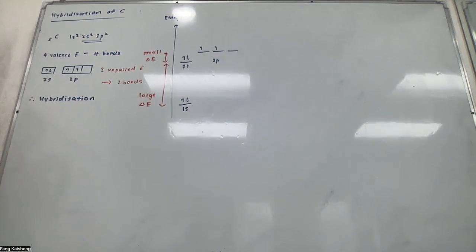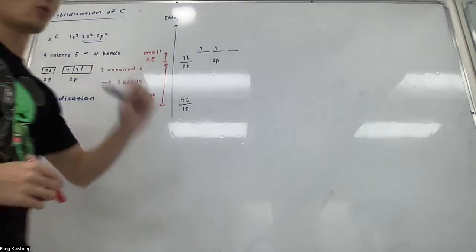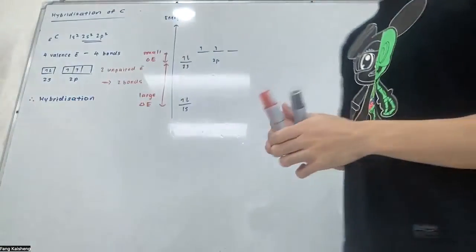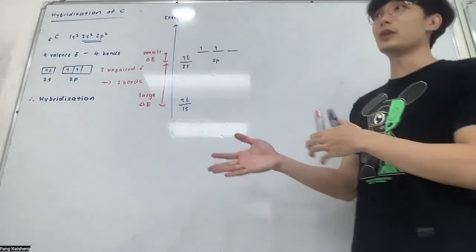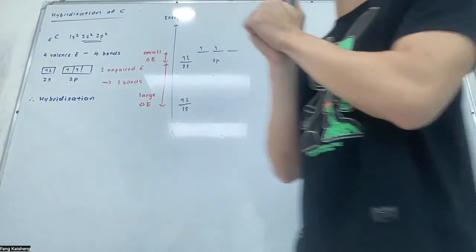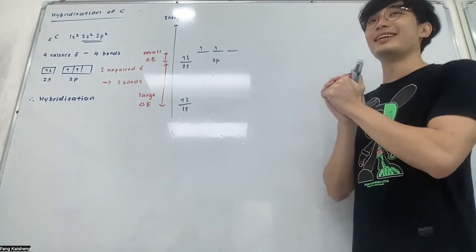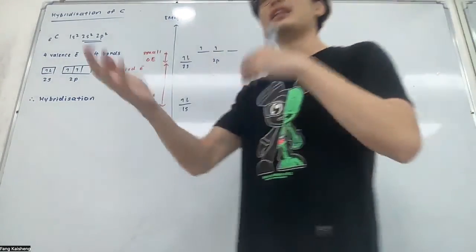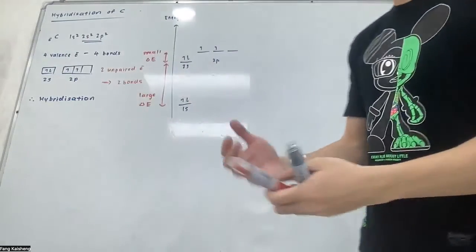So let's take a look. The energy gap between 2s and 2p is small. What does that mean? Now, another thing is this. Electrons, are they always moving or are they stationary? Electrons are always moving, right? They're just jumping around everywhere.